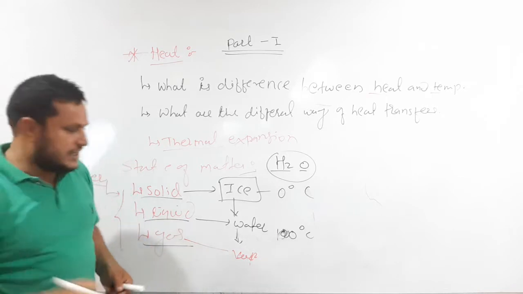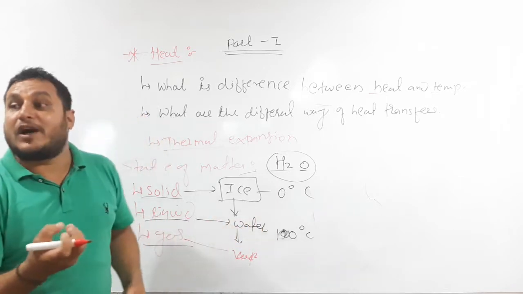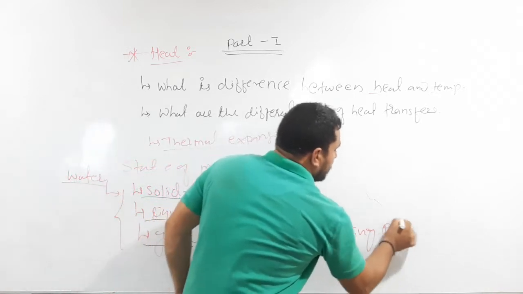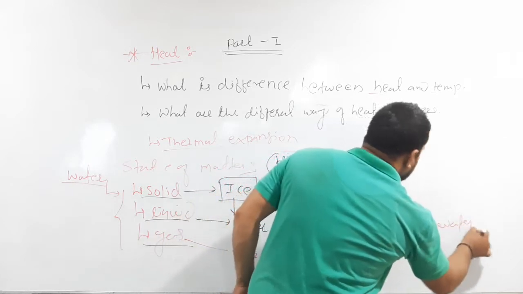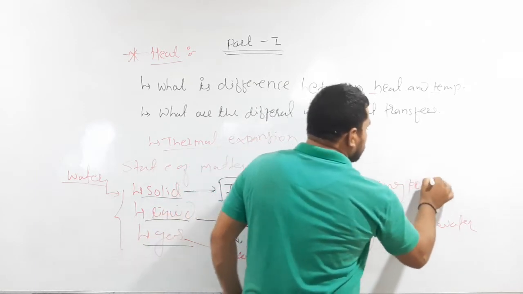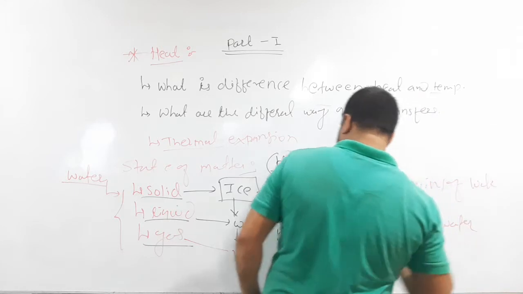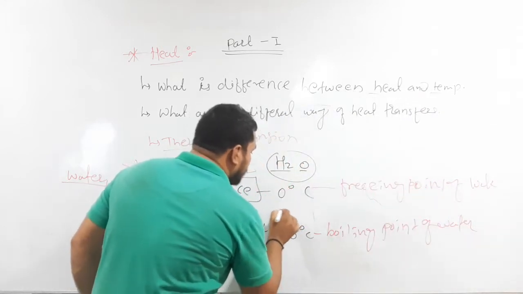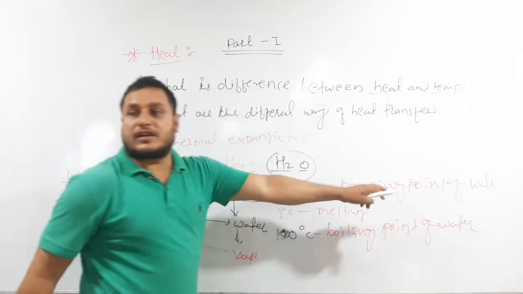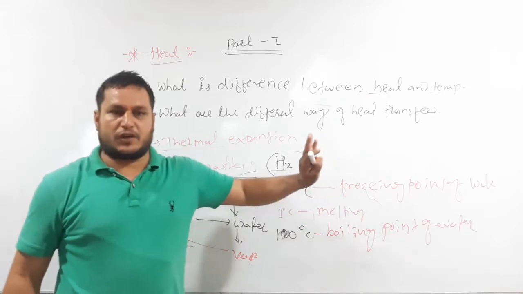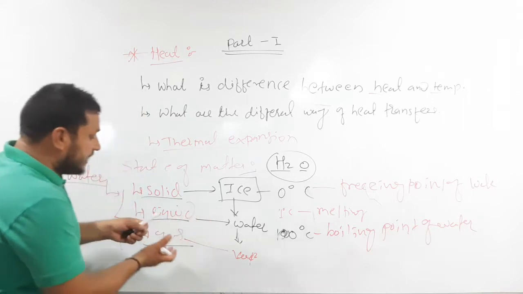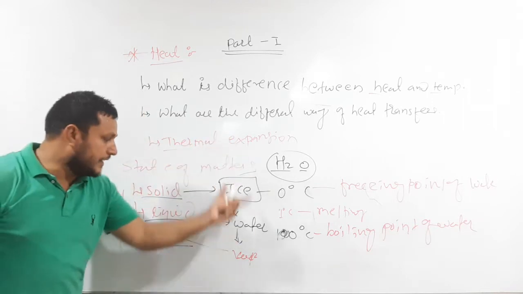After reaching 100 degrees Celsius, when water is boiled, this is called the boiling point of water. And this is the freezing point of water. And between 0 and 1 degree Celsius, that is the melting point of water. Clear? Are you getting me? Yes or no? Okay. Now think in reverse, vice versa of that mechanism.